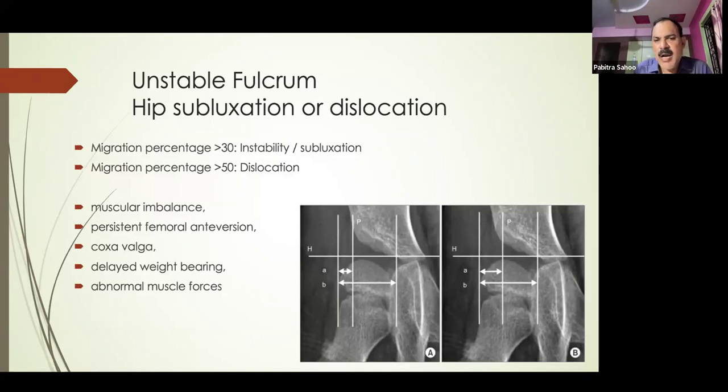That is the reason why we should go for hip scanning for all children with cerebral palsy of GMFCS 4 and 5. So this subluxation is possible because of muscular imbalance between adductors and abductors, persistent femoral anteversion, persistent coxa valga, delayed weight bearing, which again delays the remodeling of the anteversion, and abnormal muscle forces. As I said, the trochanter is displaced posteriorly and the abductors are in a disadvantageous position. So all these factors give rise to subluxation and dislocation of the hip joint.